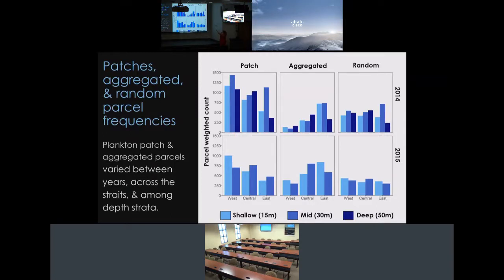So when we focus on the leftmost column, our patch column here, we see that with frequency of occurrence in the shallow in 2014, there is a decline from west to east, right? The highest number of patches are in the west, and they decline across the strait. In fact, this is a significant relationship. We see the same pattern in 2015. For aggregated parcels, however, we see an inverse pattern. There are actually more aggregated parcels as you move west to east, so there are more aggregated parcels in the east. And then thankfully, I was kind of happy to see this with random parcels, there's no difference at all. They're just randomly distributed.